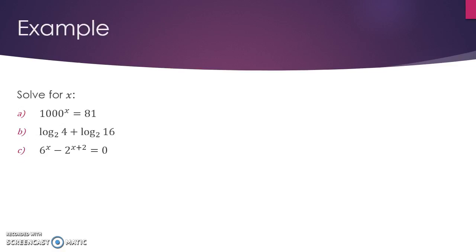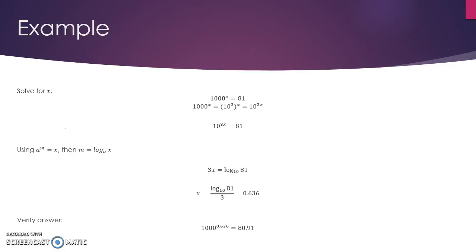So we're going to look at 3 log equations. The first one, we want 1000^x equals 81. We want to work out what x equals. Now, hopefully we all know 1000 is 10 to the power of 3. So we can write 1000^x as 10 to the power of 3x. So we're left with 10 to the power of 3x equals 81.